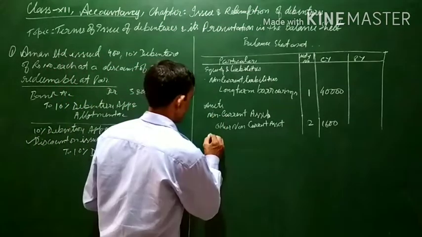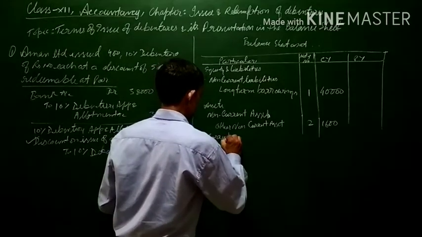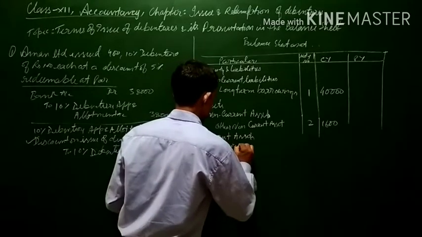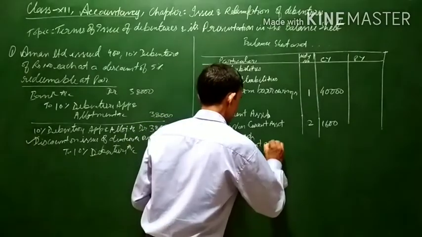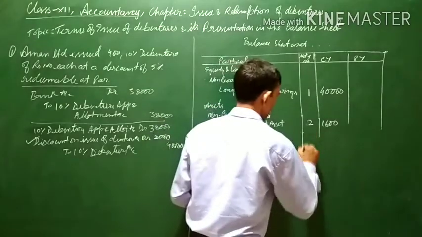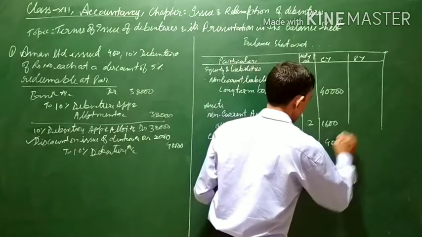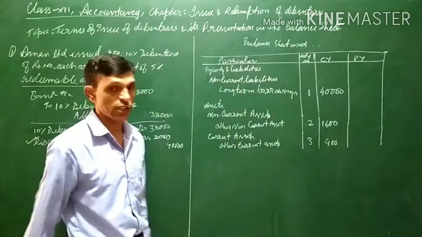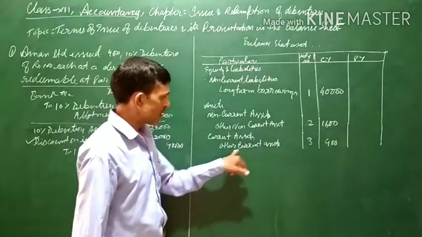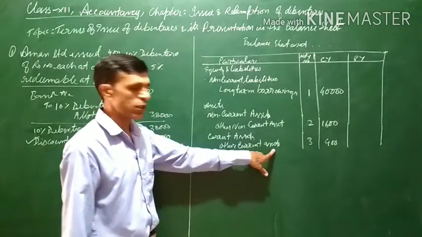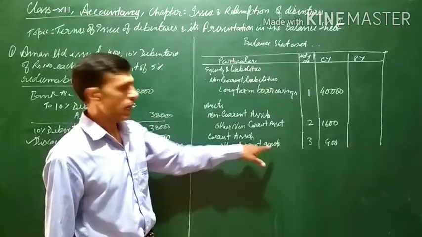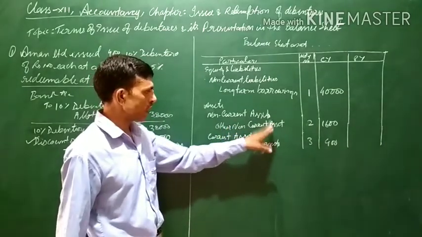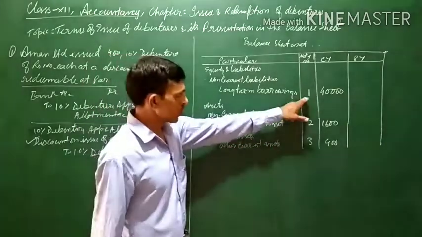The remaining will be under current assets. Under current assets, we will write other current assets. Here the 400 amount will be written off within the next 12 months. This will be treated as other current asset because it will be written off in the next 12 months, and the 1,600 amount which will be written off after 12 months will be considered as non-current assets. Now, note number 1, 2 and 3.